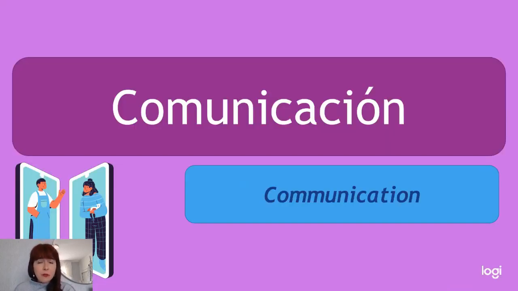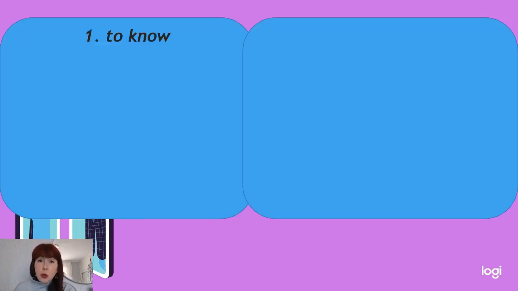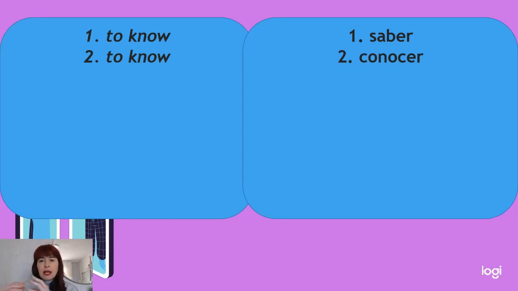And now let's talk about communication, la comunicación. You have to know. To know has the meaning of saber in Spanish. But in English, you only have to know. In Spanish, we have saber and we also have conocer. The difference between them is that saber is more a kind of theoretical knowledge, and conocer is more practical knowledge. You know someone or you know a place, for example.